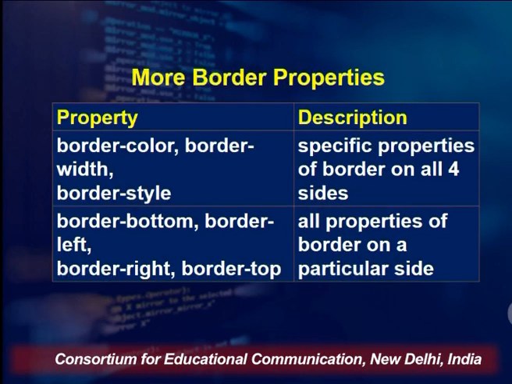Then you can also have other properties which you can define, that is, the border color and border width, which are the specific properties of border on all 4 sides.